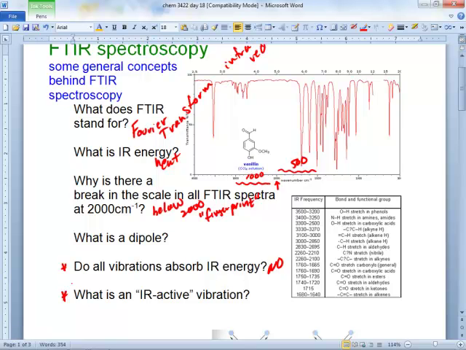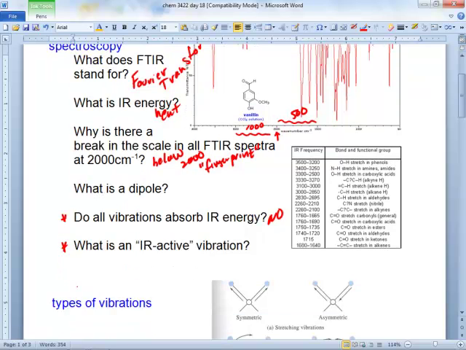An IR active vibration absorbs IR energy. It's allowed, yes. But what's going on? That's the real thing I'm going after. Why would one vibration absorb IR energy and another one not? For example, oxygen gas will not give an IR active vibration, an oxygen molecule. However, an HCl molecule will.